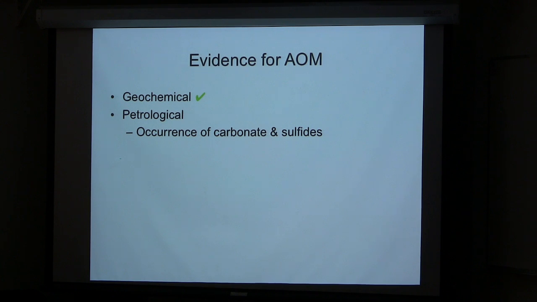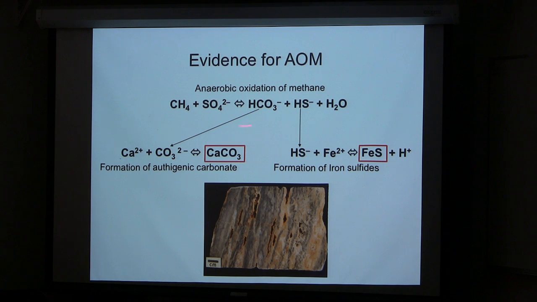And then from a petrological standpoint, we also have further evidence for AOM. So the anaerobic oxidation of methane forms these bicarbonate ions as well as these bisulfides. This bicarbonate ion can then combine with the free calcium in the system to form this calcium carbonate, as well as the bisulfide ion can then combine with the iron to form iron sulfides. And we see both the presence of authigenic carbonates as well as iron sulfides in our caprock deposits. So the anaerobic oxidation of methane interpreted here is very consistent with the distribution of mineral phases found within these samples as well.